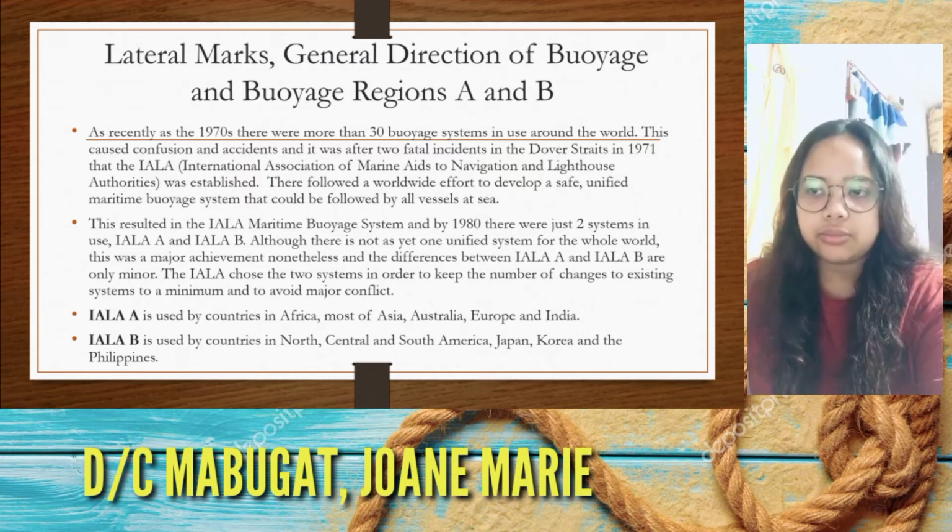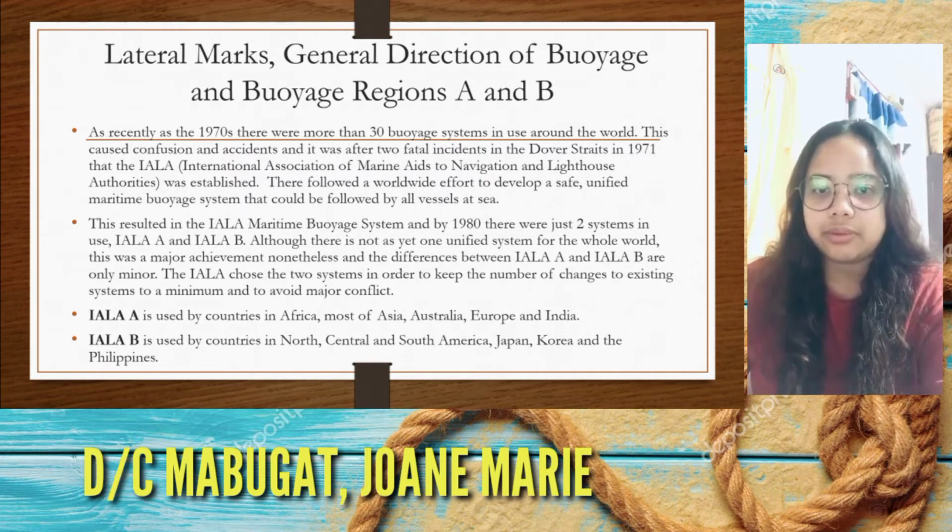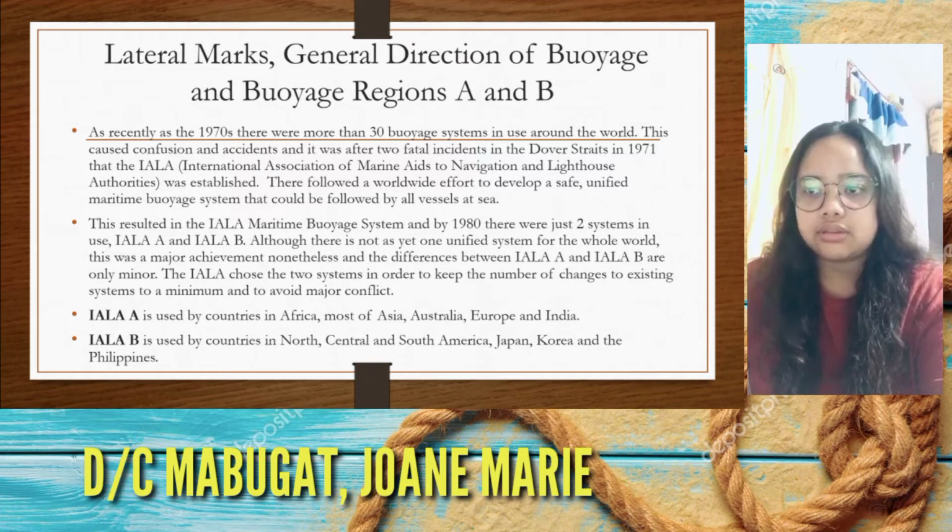There followed a worldwide effort to develop a safe, unified maritime buoyage system that could be followed by all vessels at sea. This resulted in 1980. So there were two systems used, which are regions A and B, although there is not yet one system for the whole world. This was a major achievement nonetheless. IALA chose the two systems in order to keep the number of changes to existing systems to a minimum and to avoid major conflict.